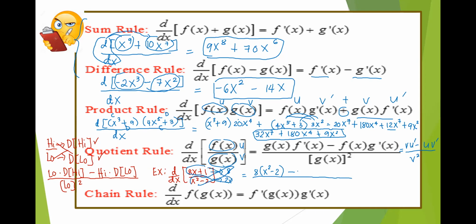So, minus 2x, remember, meron tayong minus or we're subtracting the product of 2x times 8x plus 1. Be careful with the sign, no? Over the square or the low square, the square of your denominator. Again, let's double check. This is the low d high part minus high d low. This is the high d low part over low squared.